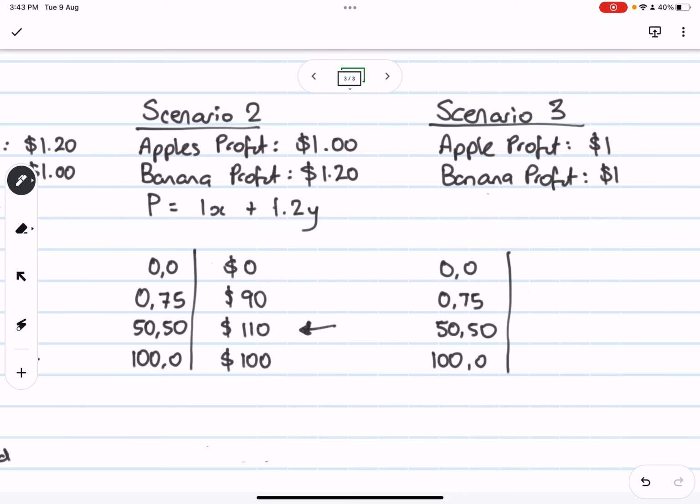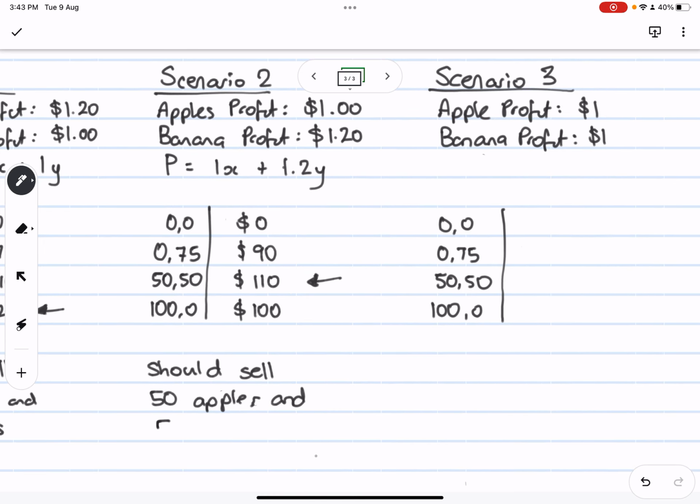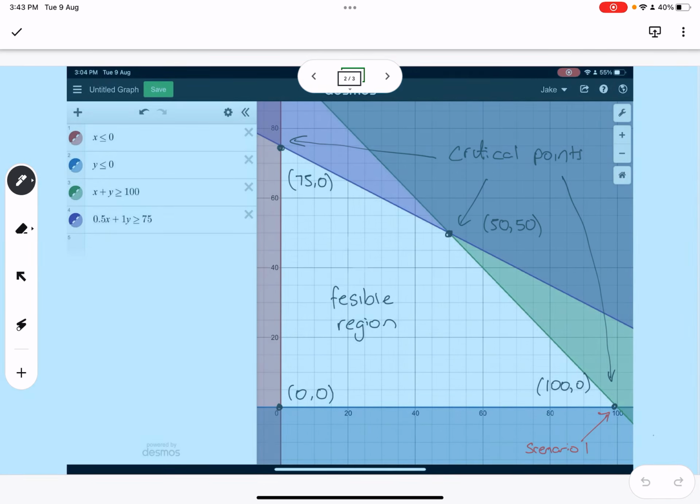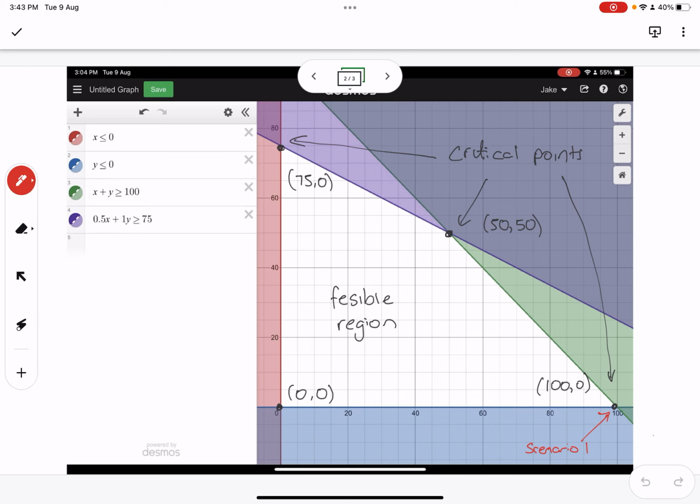So under this scenario where I can make $1 profit per apple and $1.20 profit per banana, this one here becomes our optimal solution. So we should sell 50 apples and 50 bananas. If we come back to our graph here, this one here is the optimal point for scenario 2. In that feasible region, in that white space, there isn't a point in that scenario which would give more than $110 profit, which is the maximum profit for scenario 2.